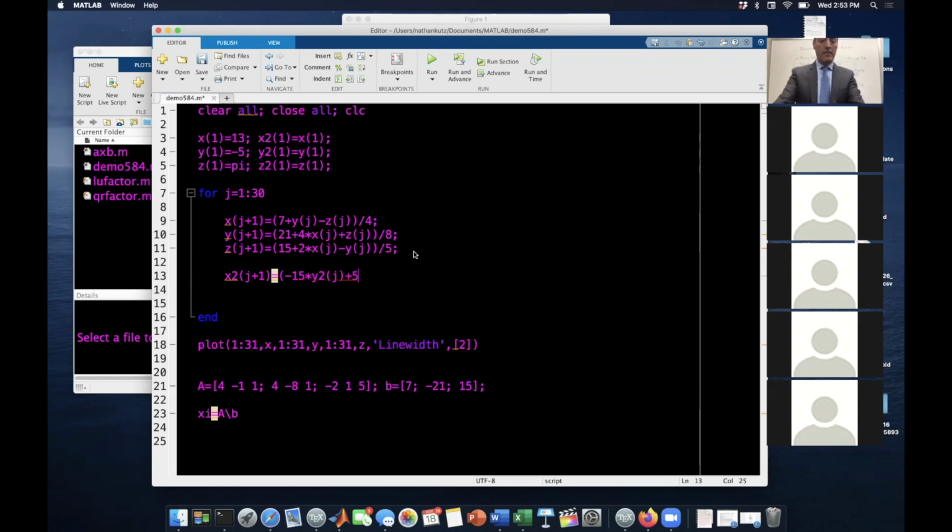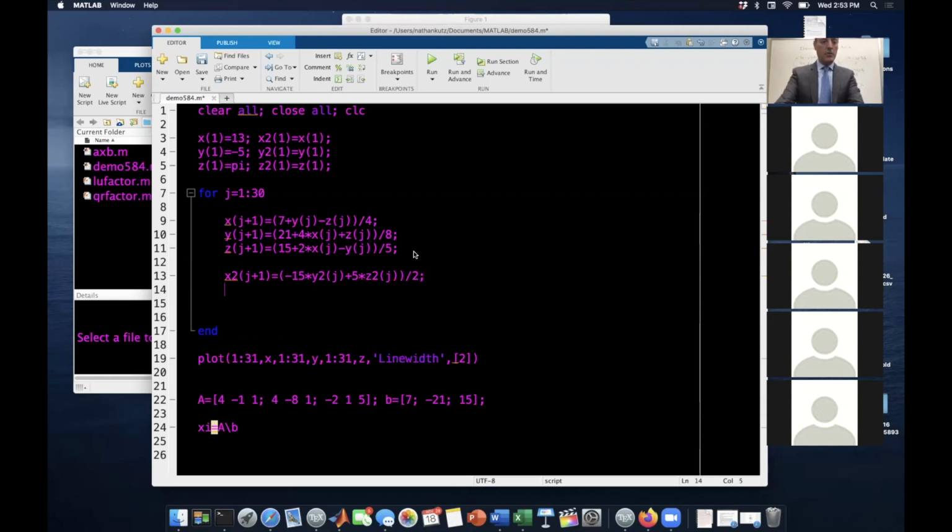Plus 5 times z sub j, z2 sub j, okay, all divided by 2. And then you have y of 2, j plus 1, is equal to 21 plus 4 times x2 now, because we're working with that, plus z2 of j, all divided by 8.